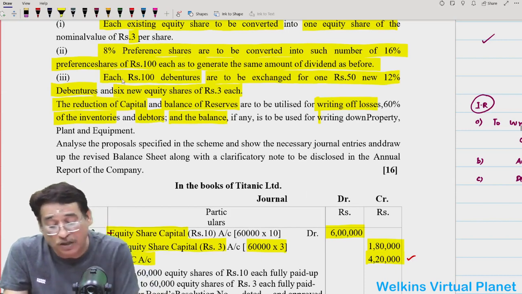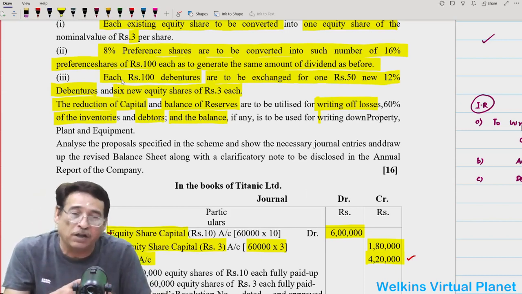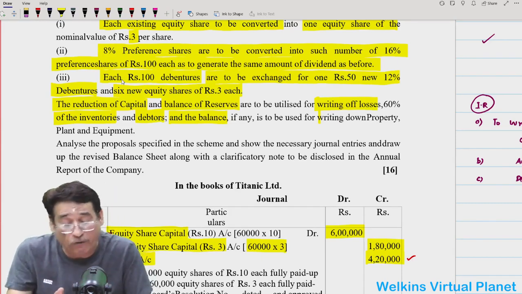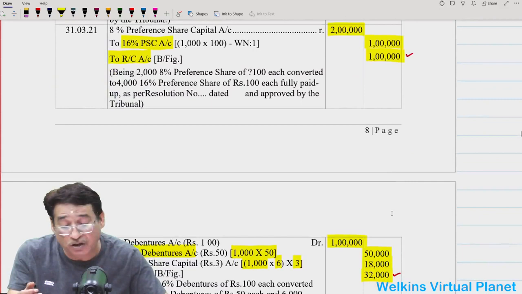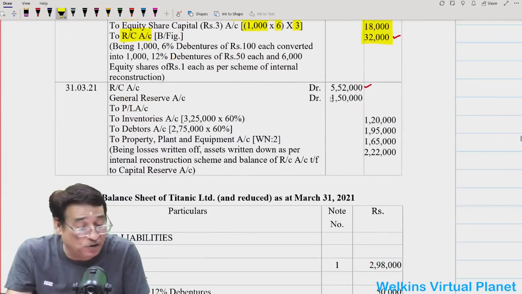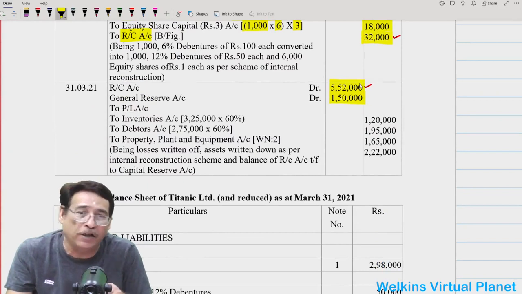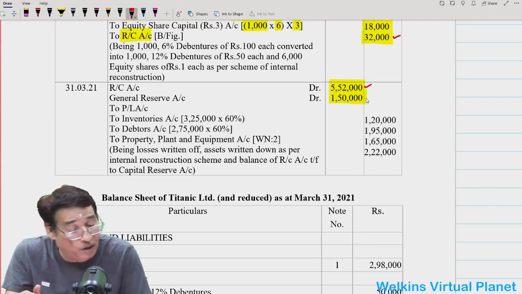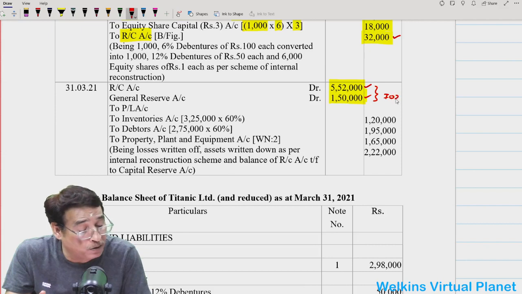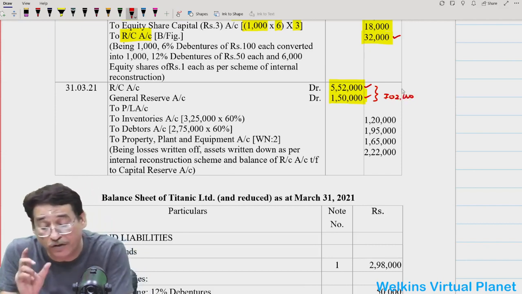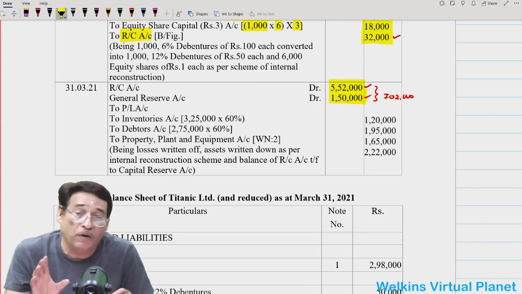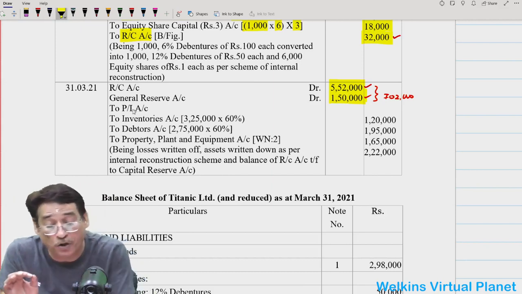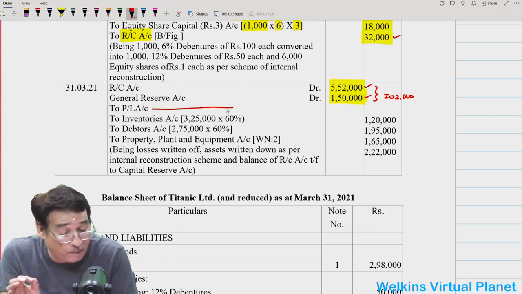So indirectly, the question is telling that whatever amount you have accumulated in your reconstruction account and whatever balance in reserve is there. Now in the question, there is general reserve, so that is why I have taken general reserve also. That means this much amount we accumulated through reduction in capital and this much amount we are using from general reserve, because the available balance in general reserve is 1,50,000. At this particular moment, the total amount is 7,02,000. Out of this 7,02,000, first of all, you need to understand that under the scheme of internal reconstruction, whether there is any information or not related to profit and loss account debit balance, that must be written off.